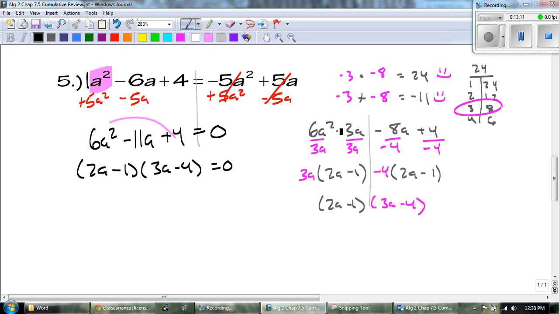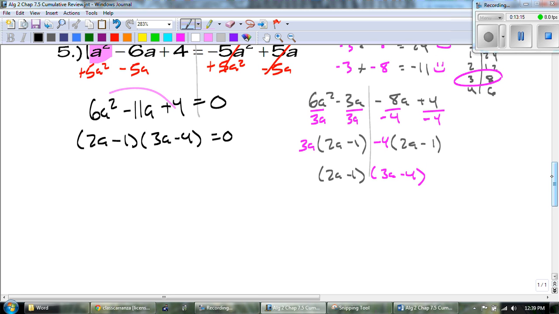Okay, and then everything with a variable we would set equal to 0, so I'm just going to keep doing my side work over here. So 2a minus 1 equals 0 and 3a minus 4 equal to 0. Why don't you guys solve that and pause the video.